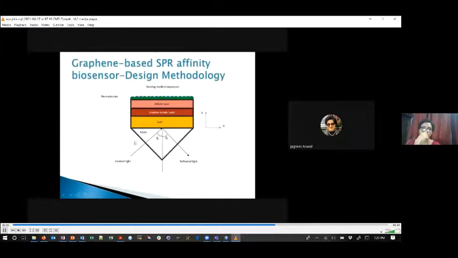Now in the first application, this is the diagram. This is the SPR sensor in the Kretschmann configuration consisting of a prism, a gold layer, a single layer of graphite, which is graphene, then an affinity layer followed by the sensing medium, which is water in this case, which contains the biomolecule.